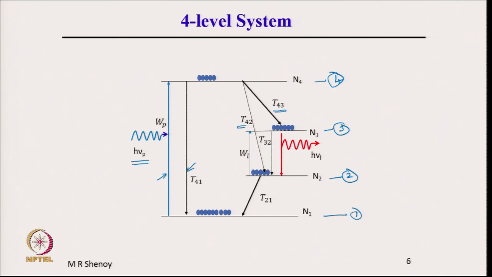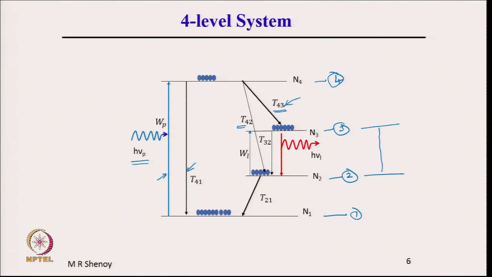We will see some of the transitions I have shown with bold arrows. In a practical 4 level laser system, we will see that the T43, which is shown here by the bold arrow, is predominant, that is, it is a fast transition, and therefore, it is possible under certain circumstances, if T43 and T21 are much faster compared to T32, then it is possible to have population inversion between this level 3 here and the level 2.